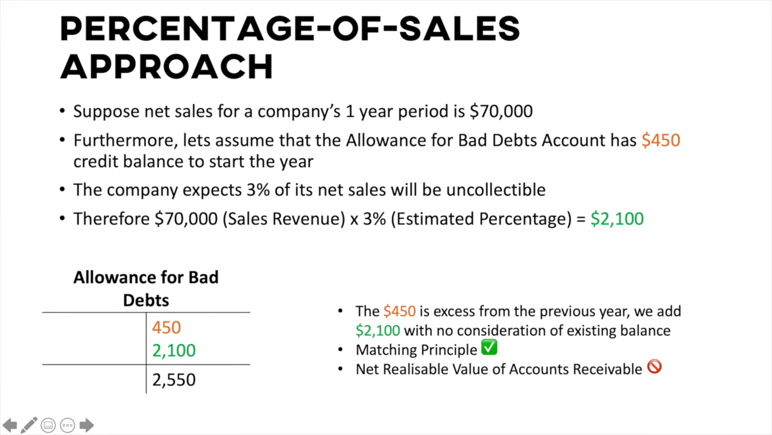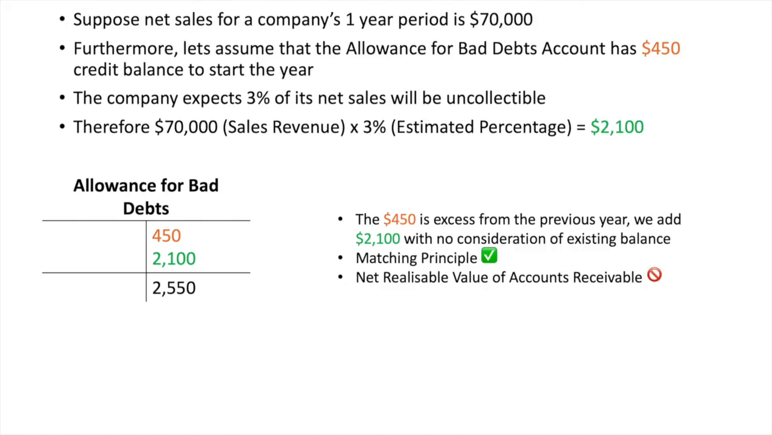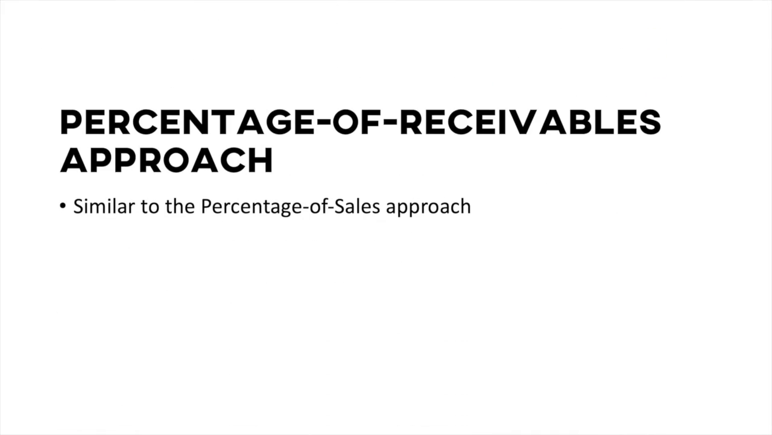Thus, this method fulfills the matching principle best as it focuses on the sales for that accounting period only, but has no consideration for the net realizable value of accounts receivable. Finally, we have the percentage of receivables approach, which is similar to the percentage of sales approach but is based off receivables.